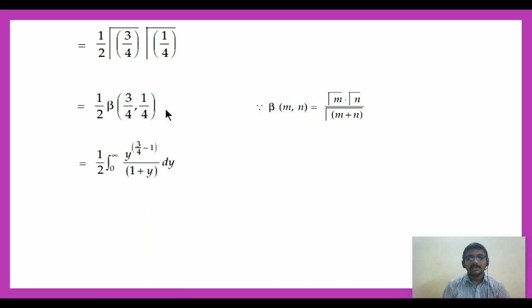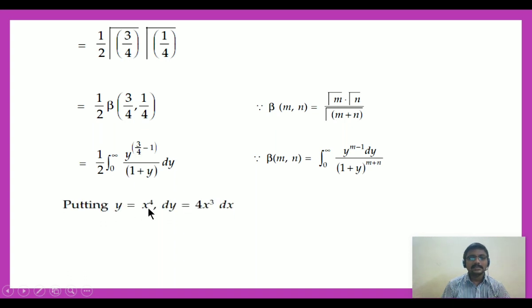But we have a formula, that is beta of m n is integral 0 to infinity y to the power of m minus 1 upon 1 plus y whole power m plus n dy. So just replacing m here, that is 3 by 4. Now putting y as x power 4, so that dy becomes 4x cube dx, and we will have the same limits. So that is half into integral 0 to infinity y power 3 by 4 minus 1. But what is 3 by 4 minus 1? Minus 1 by 4. So we will have y as x power 4, x power 4 whole to the power of minus 1 by 4.